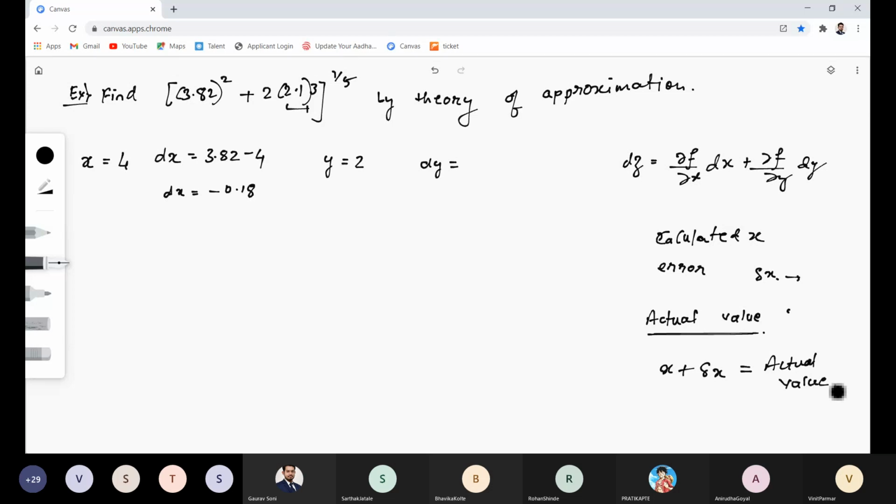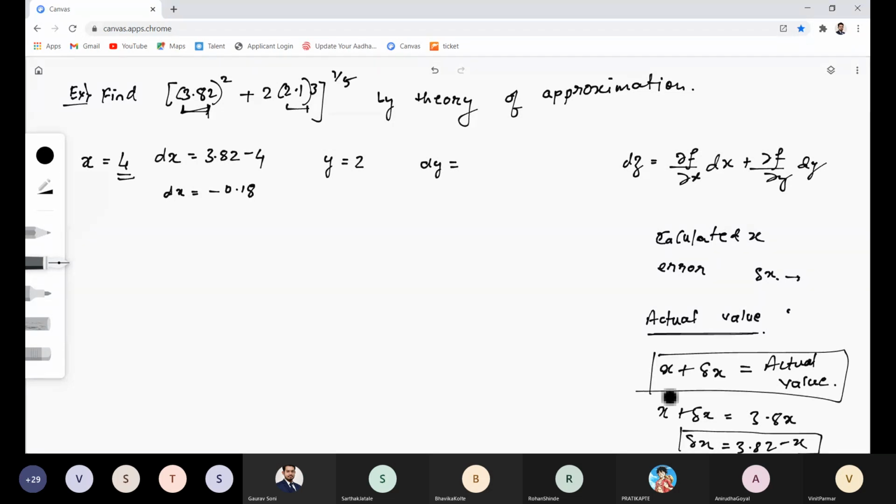Okay. So in this case, the value of x with error, what I am assuming, is 4. So the actual value of x is going to be x plus delta x, right? If I want to find this 3.82, which is the actual value, then 3.82 has to be this. So delta x is going to be 3.82 minus x. I hope I have made myself clear now. This is something that you have to understand.